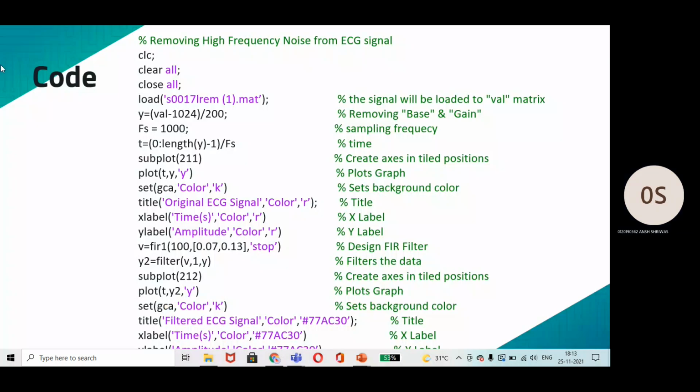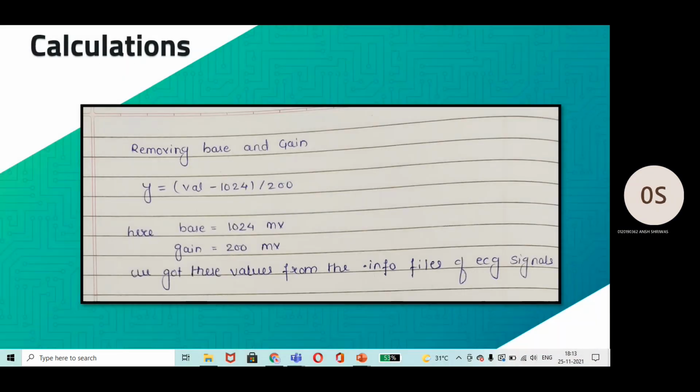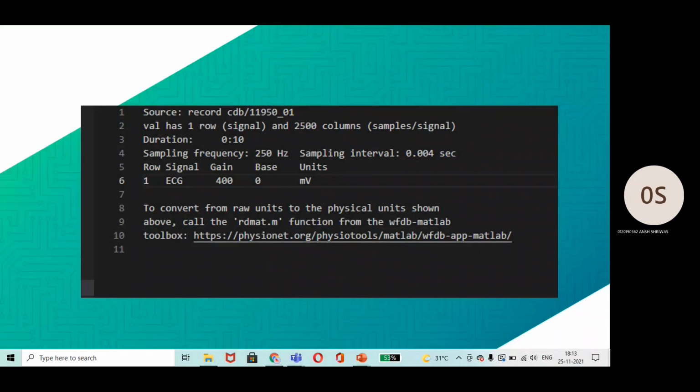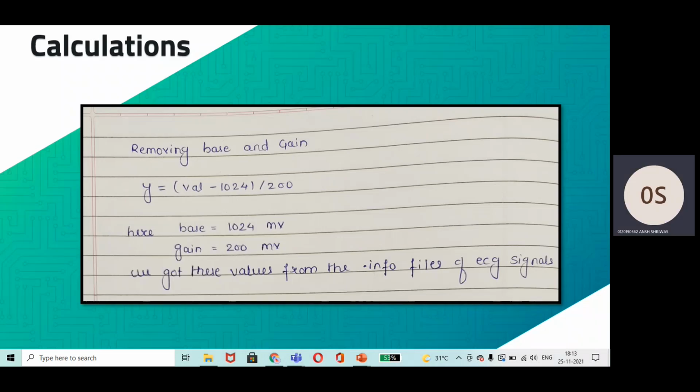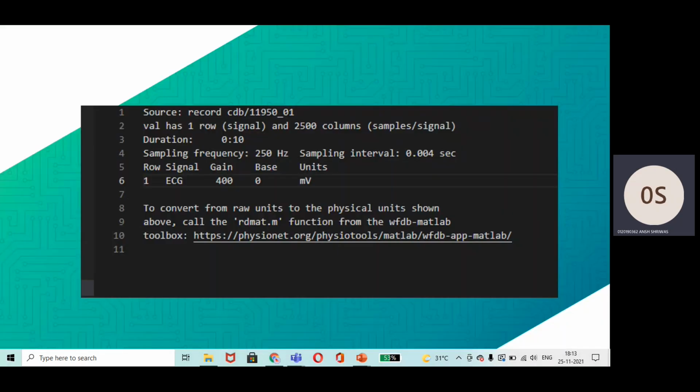This is our code. Firstly, let's see this statement: y equals y minus 1024 divided by 200. Here 1024 is base and 200 is gain. This is used to remove base and gain. We have got the values of base and gain from the .info files of the ECG signals which we downloaded from Physionet.